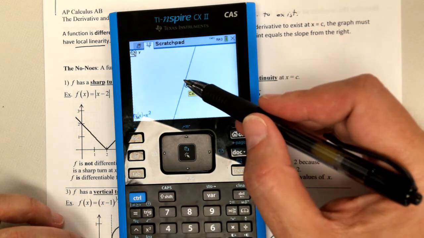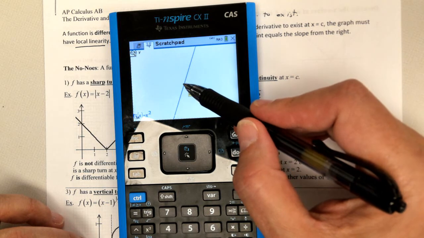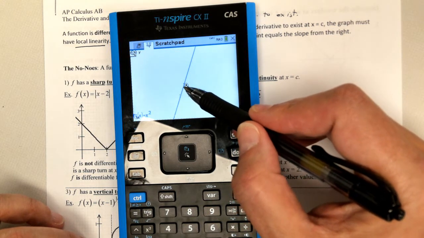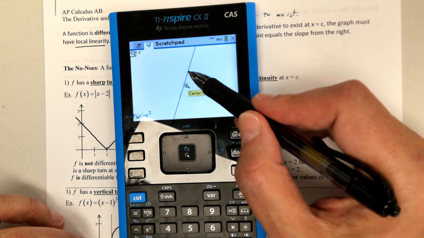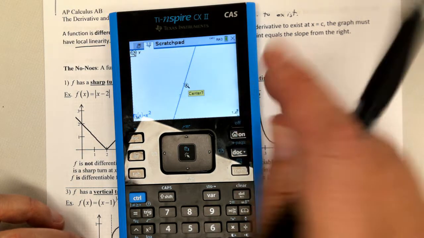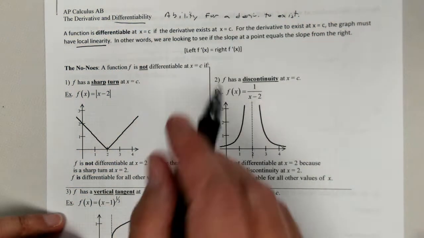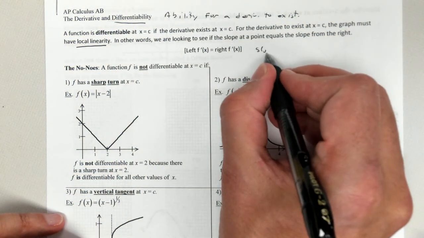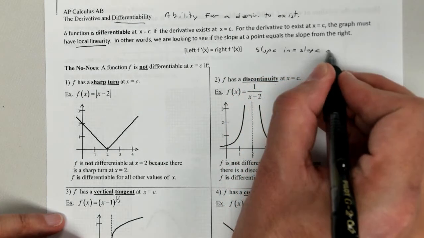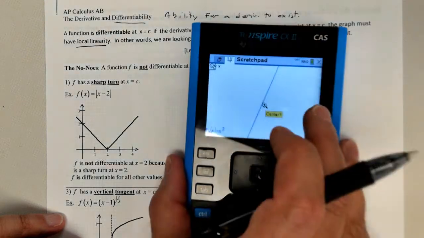So what we mean by local linearity is that if I pick this point here, does the slope coming into that point look the same as it's going out at that point? And the answer here is yes. So sometimes we just say it's slope in equals slope out. That's easy to see on a parabola.